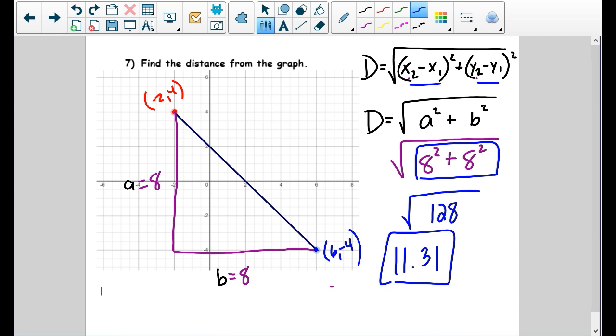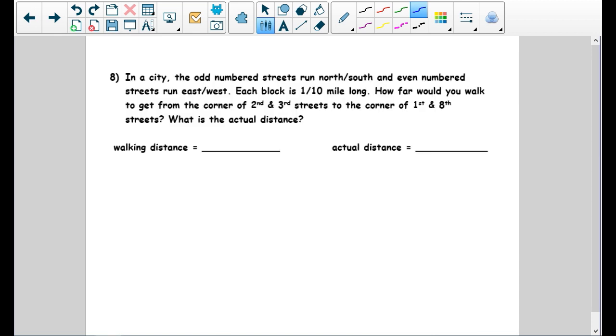So last example, well, word problem says in a city, the odd number of streets run north and south, even numbered streets run east and west. Each block is a quarter mile long. How far would you walk to get from the corner of 2nd and 3rd to the corner of 1st and 8th?